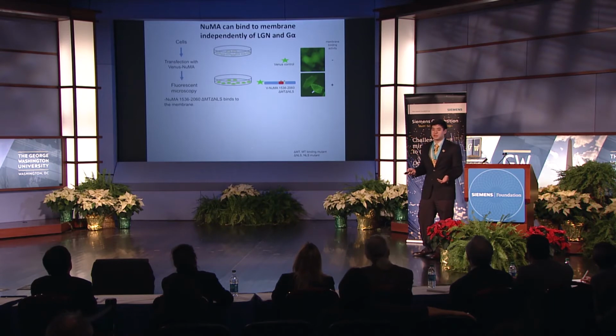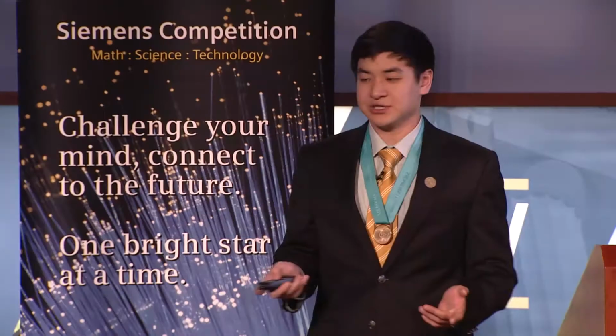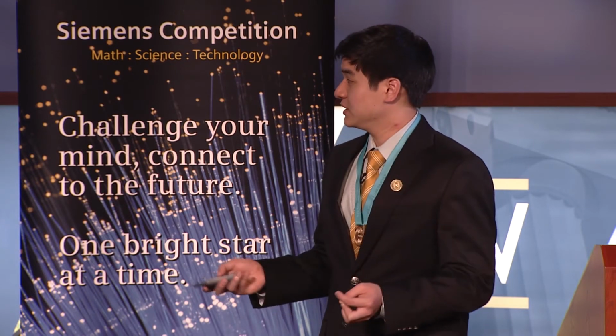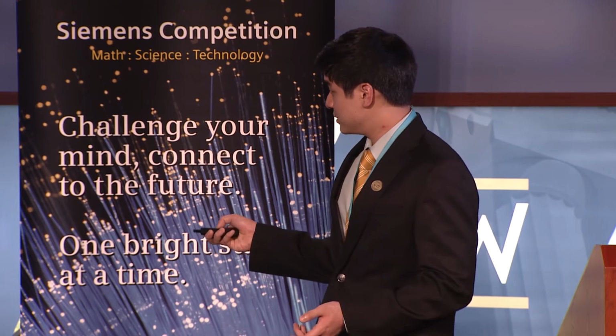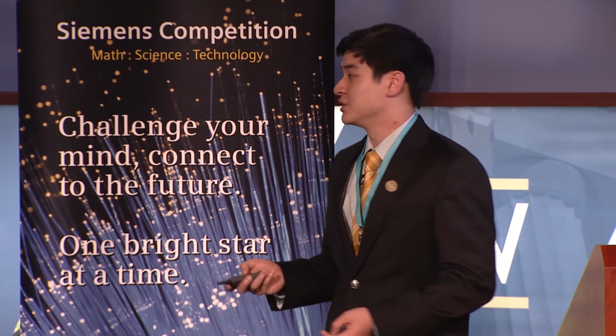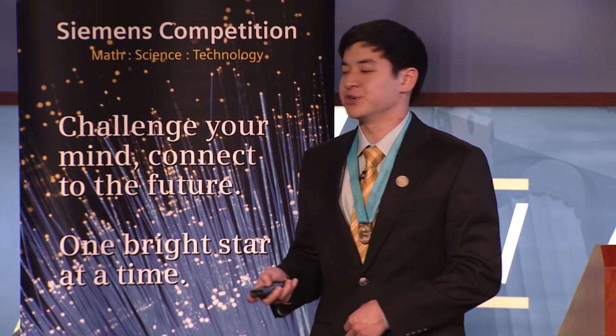To see if this membrane binding was due to LGN, I created a separate construct, NuMA 1981 to 2060, which is downstream of the LGN binding domain. Surprisingly, this construct also showed strong membrane binding, which shows that NuMA can actually bind to the membrane independently of LGN and thus G-alpha. However, upon the deletion of the final 20 amino acids of this region, the membrane binding was lost, which shows that the region 2041 to 2060 is required for the membrane binding of NuMA.